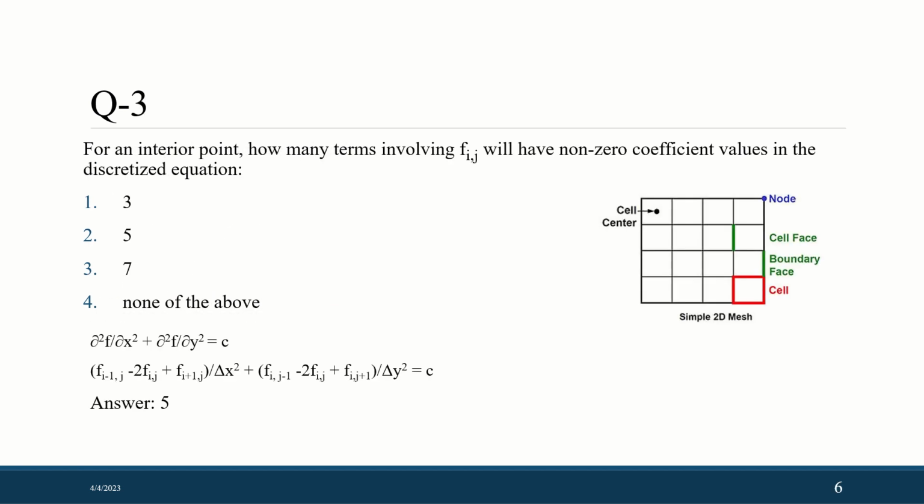So now we'll move on to question 3. For an interior point, how many terms involving f(i,j) will have non-zero coefficient values in the discretized equation? So basically we are solving for the Poisson equation. It is given by this equation, ∂²f/∂x² plus ∂²f/∂y² is equal to c, that is some constant. It is given that we are using central difference scheme to discretize this equation in the specific problem. So when we are using central difference scheme, we will be getting these terms.